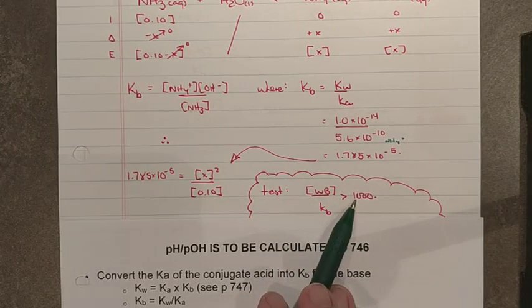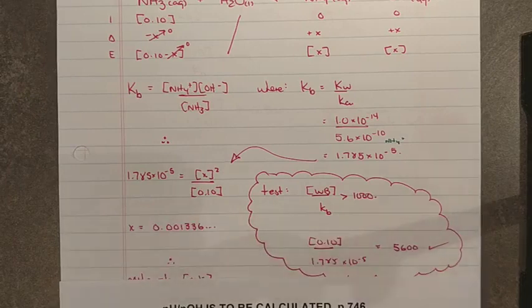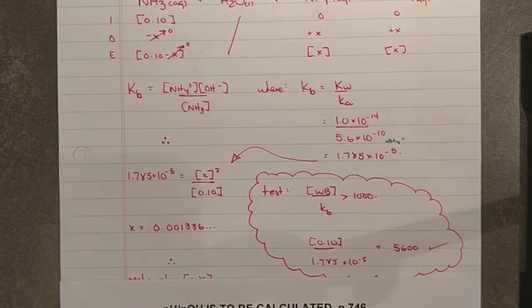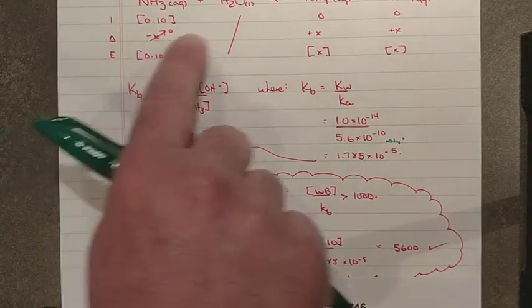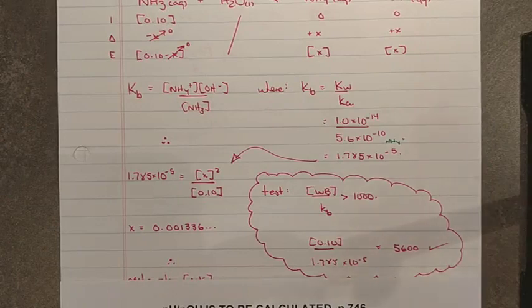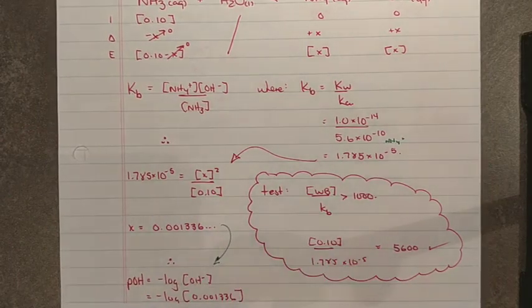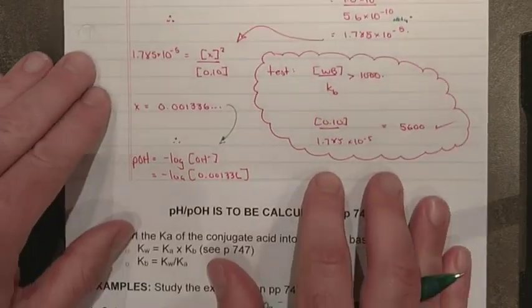And if the number is greater than 1,000, then you're looking at an insignificant change. This one works out to 5,600, so I can use the ignore x strategy and solve for x as 0.001336. That is now the difference here, the increases here, and the resulting concentrations. So, by definition, I now have the concentration of hydroxide.